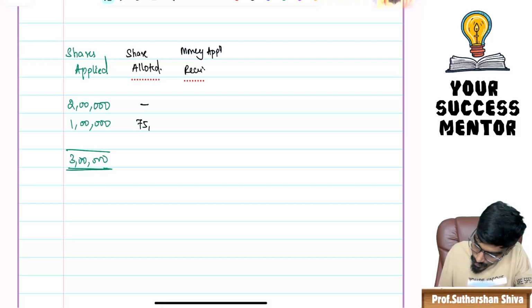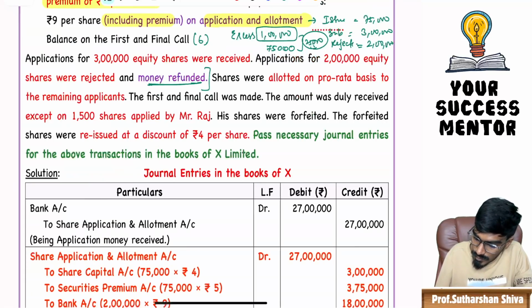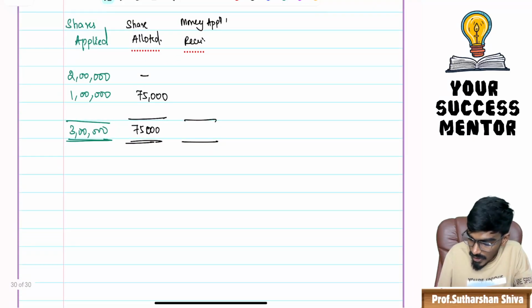Yes, sir. You only allotted 75. So shares allotted will become 75. Application money received is what? So here application and allotment and everything is combined together. Yes, same. Application and allotment money received. What is the application allotment money received?